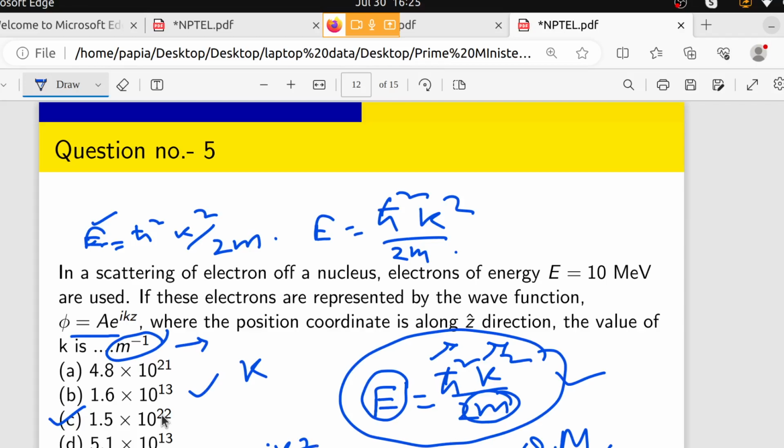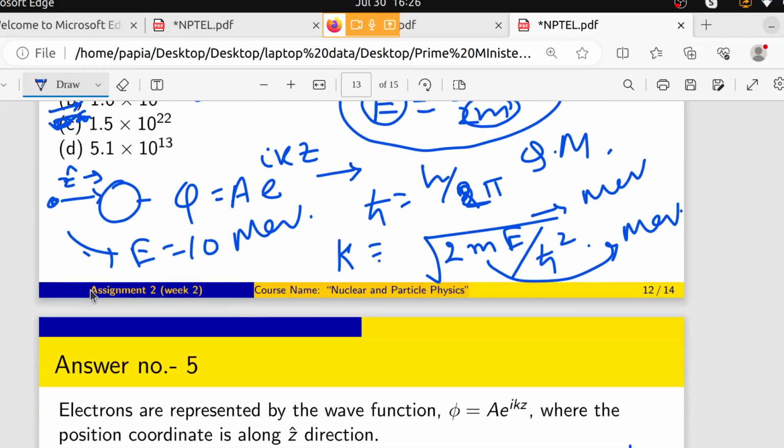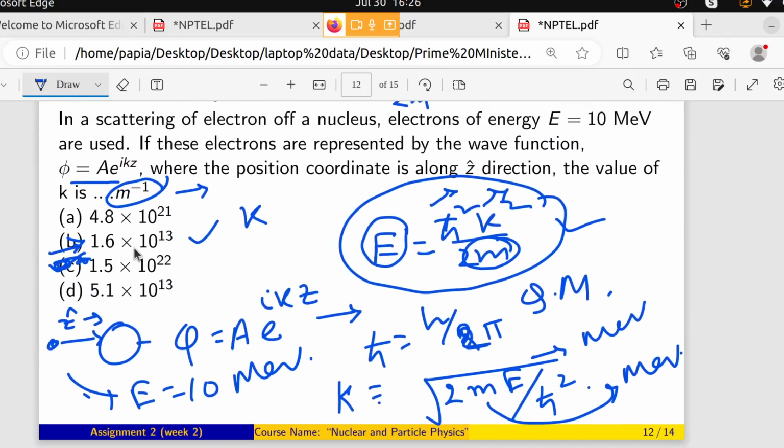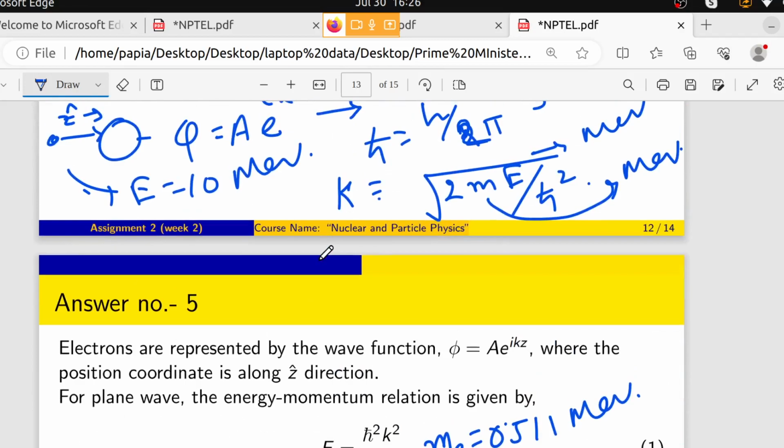which is nothing but 1.6 into 10 to the power 30. No, this one is the right answer, not that one. So this one is the right answer, 1.61 into 10 to the power 13. Yes, this one. So the correct answer will be B.